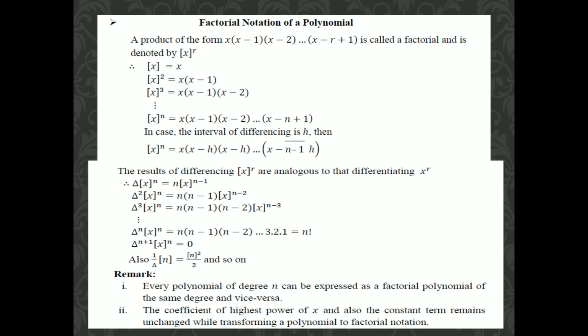From this we can make some remarks. Every polynomial of degree n can be expressed as a factorial polynomial of the same degree and vice versa. The coefficient of the highest power of x and also the constant term remain unchanged while transforming a polynomial to factorial notation.